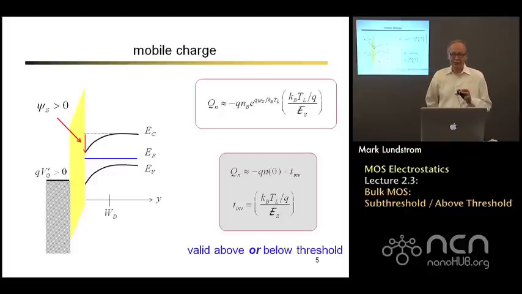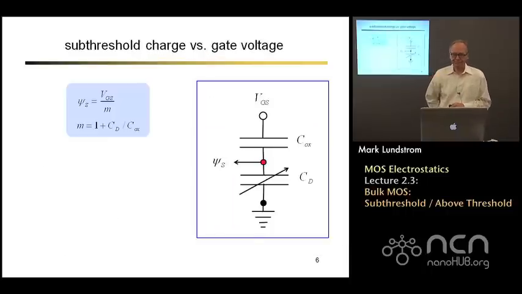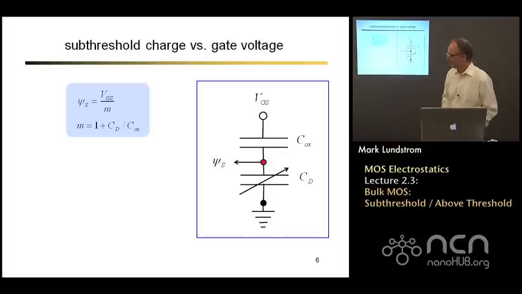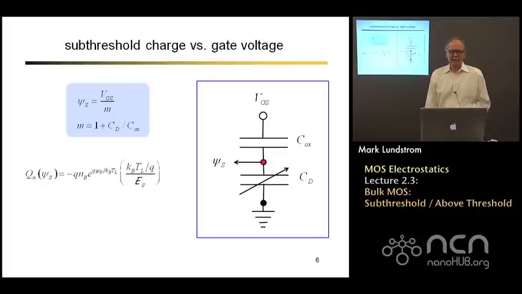This is valid either above or below threshold. Below threshold, we only have a small number of electrons, but they're going to give us this small leakage current. Let's look below threshold first and see if we can understand the leakage current a little bit. So we saw in the previous lecture that below threshold, this factor M is just the ratio of the depletion capacitance to the oxide capacitance plus 1. If we think of this simple voltage divider network and use an average value for the depletion capacitance, it really depends on voltage, but we'll just use an average value, then we can get the expression that we started with up here.